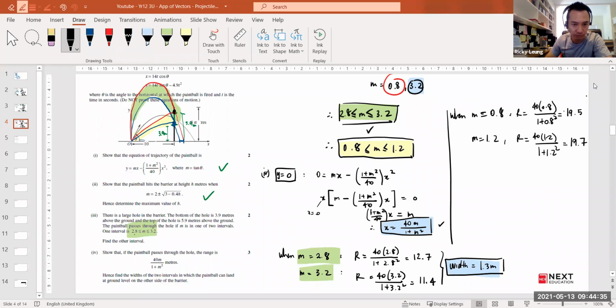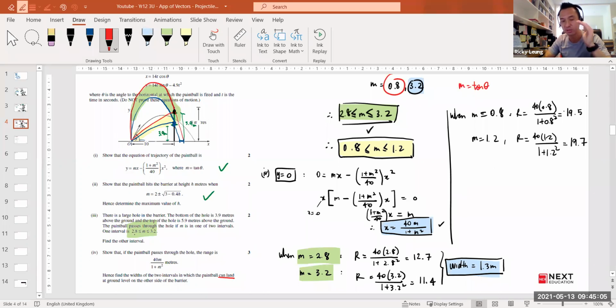Now, I think here is the interesting part of the question. It doesn't really say the word max, but it goes, find the widths of the two intervals in which the paintball can land at ground level, on the other side. Because if you think about it, if I'm firing between 0.8 and 1.2, what angle is that? Remember, m is equal to tan theta.